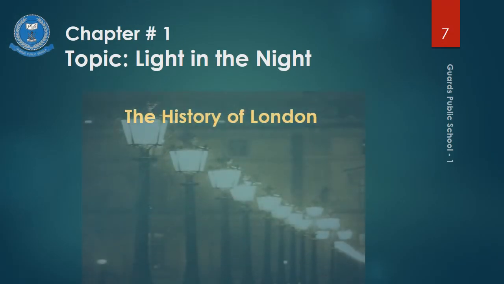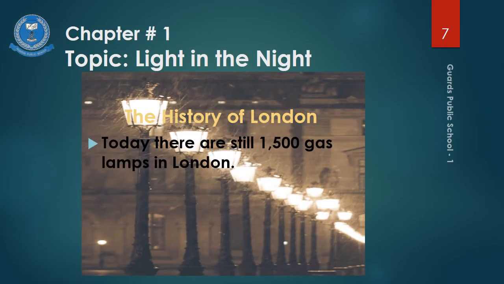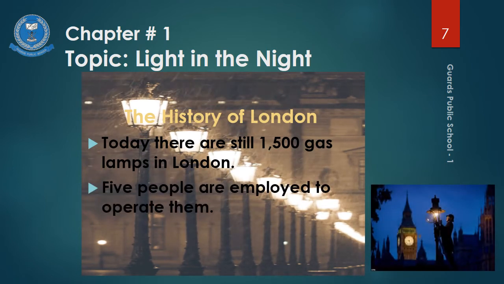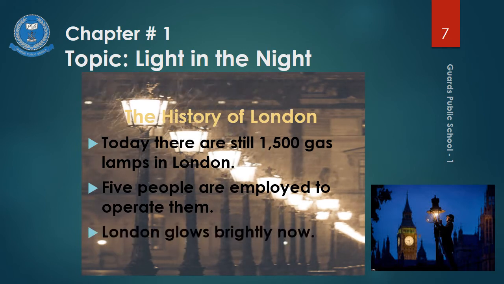Today there is still 1500 gas lamps in London. 5 people are employed to operate them. They light them every evening and put them out every morning. These lights are carefully looked after because they are part of the city's history. So, London glows brightly now.